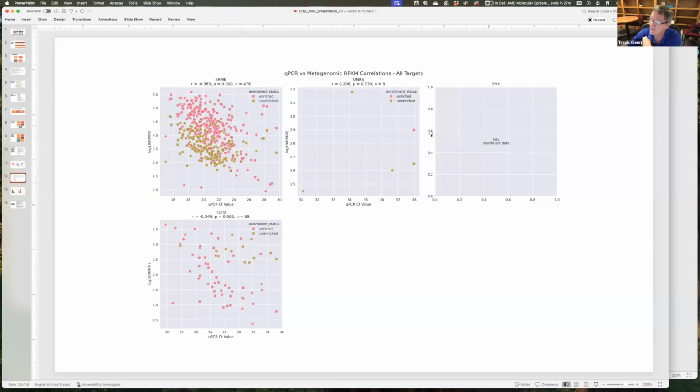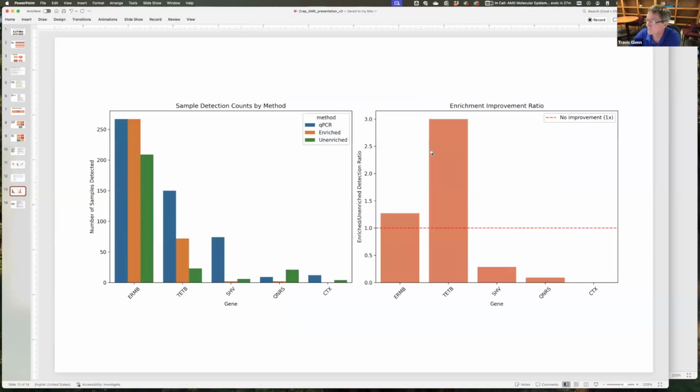And then for the genes that are relatively rare that we can't even pick up by qPCR, you're not going to see anything in those data sets. You're going to need much, much larger sample sizes.